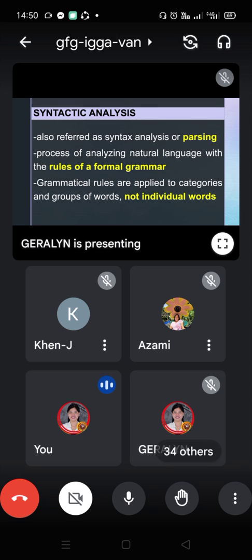Next, how do we do syntactic analysis? Firstly, actually we have done this na sa ELT 111.